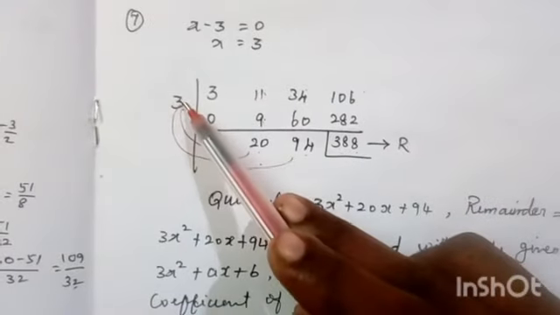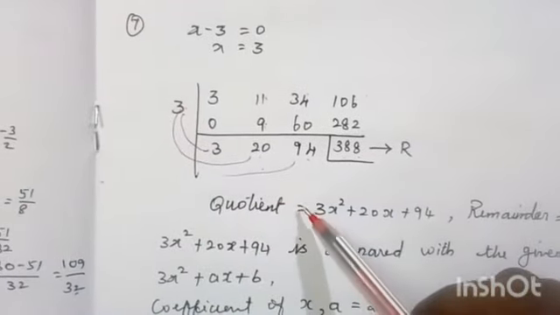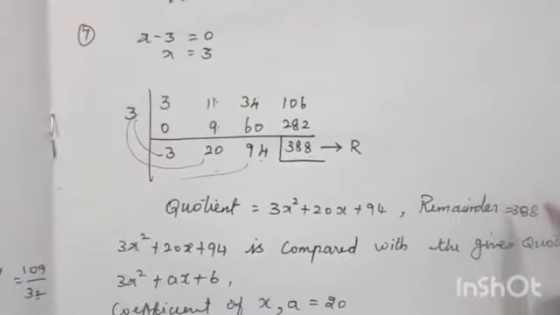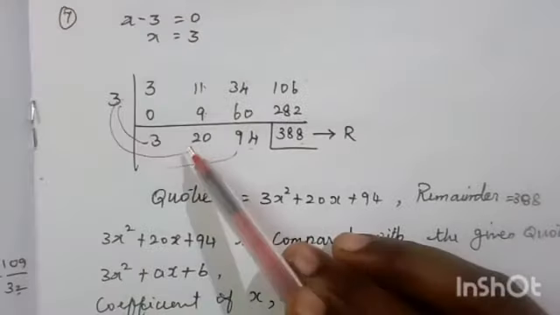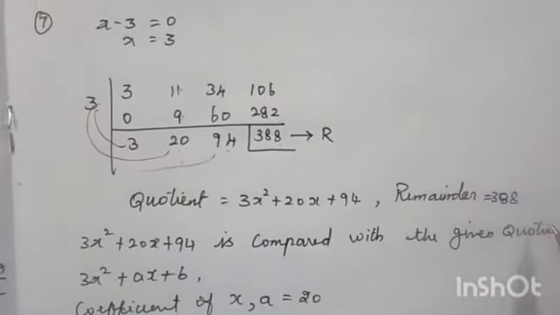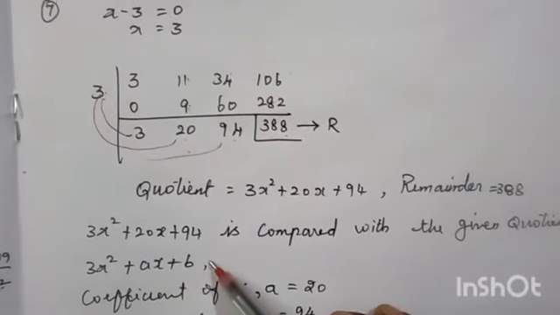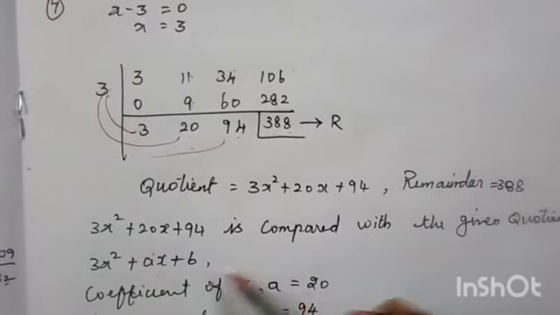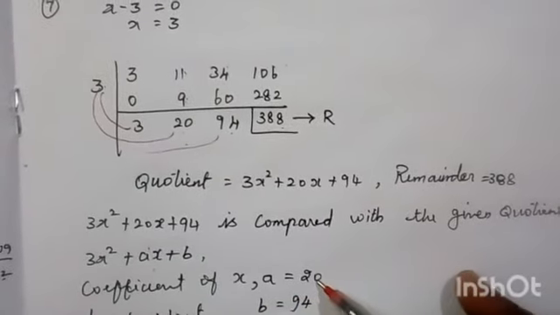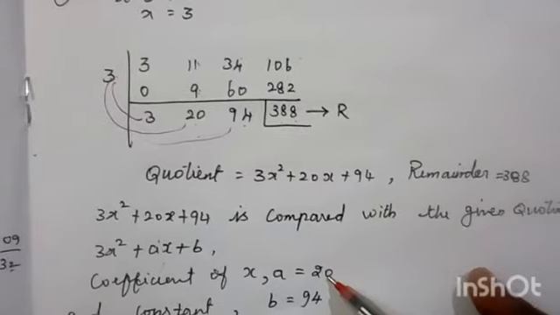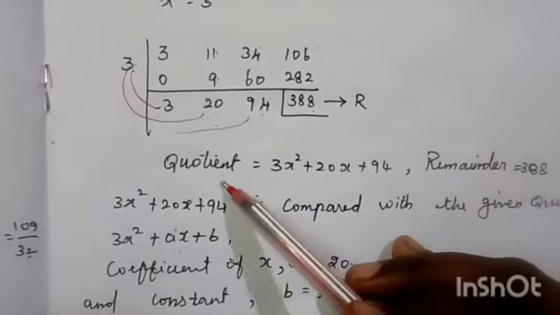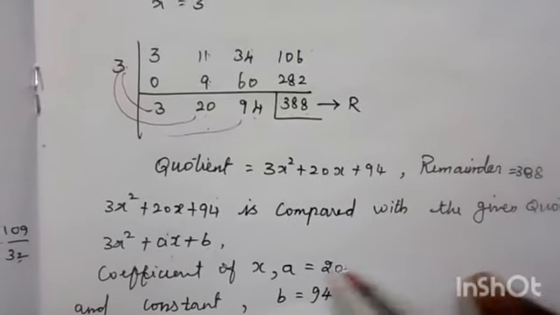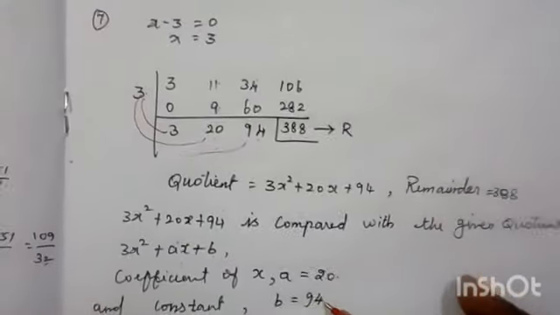So the quotient, since it is a whole number, there is no need for confusion. It is like the first method: 3x square plus 20x plus 94. The remainder is equal to 388. Now compare this quotient with the given quotient, 3x square plus ax plus b. The first terms are the same. Comparing the coefficient of x, a equal to 20. Then compare the constant, here b, here 94, so b equal to 94. So the a value is equal to 20, and the b value is equal to 94.